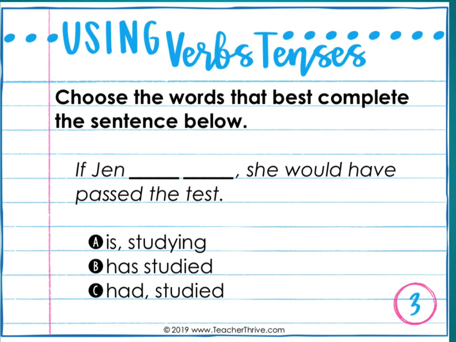Now you're going to practice on the draw it. When you have a fill in the blank type of question, read it to yourself aloud or in your head to see what makes sense. If Jen is studying, she would have passed the test. If Jen has studied, she would have passed the test. If Jen had studied, she would have passed the test. Which one makes sense? As I read them out loud, I can tell which one makes sense, right?